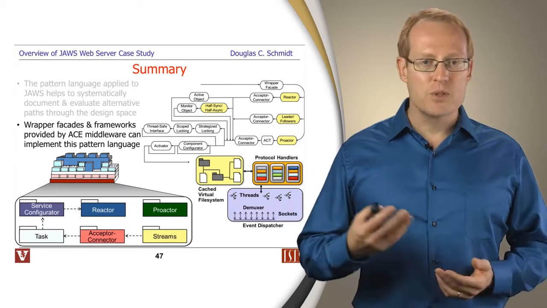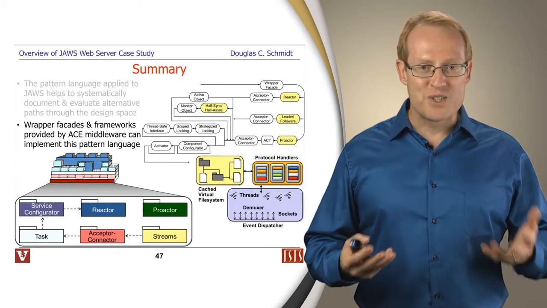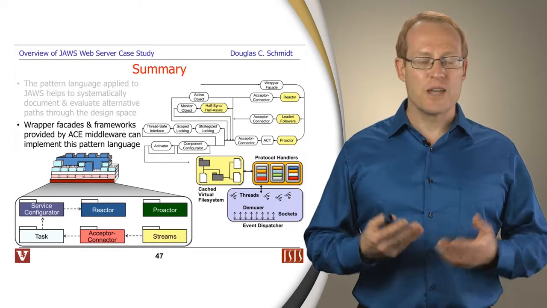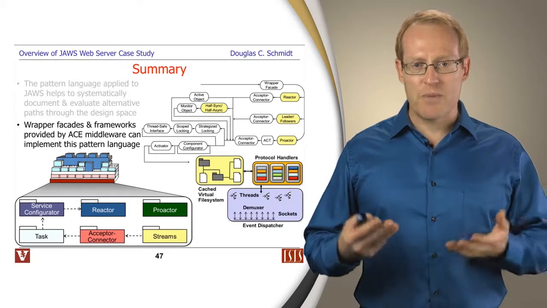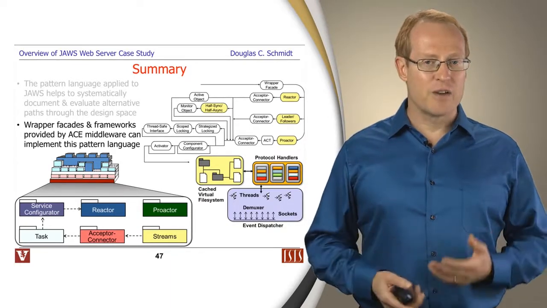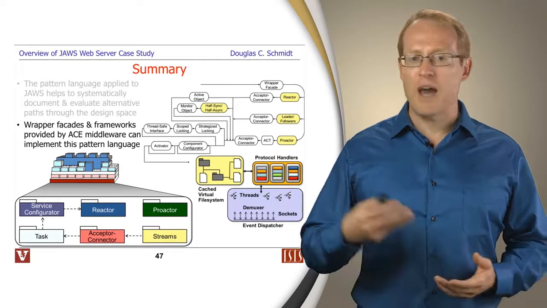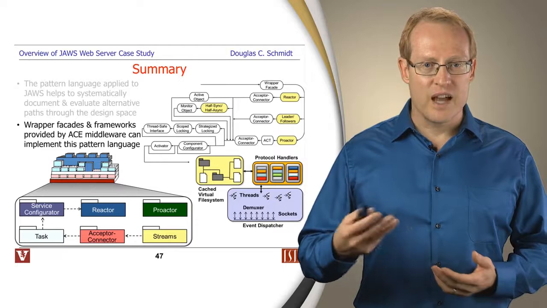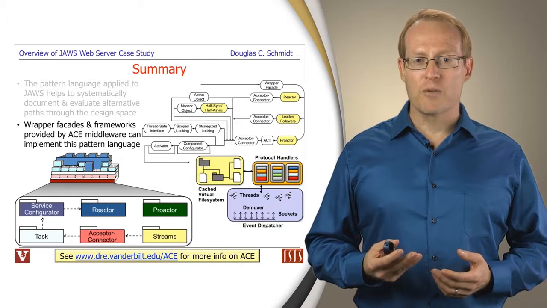And we're fortunate that most of the patterns that we're describing here have direct corollary framework realizations in the Adaptive Communication Environment, in ACE. And that'll make it very simple for us to take the patterns and implement them in a reusable way based on the open source capabilities and frameworks and wrapper facades and other components in ACE. And that'll allow us to build JAWS, which is our web server, out of reusable pieces that are open source, that are pattern oriented, and have direct realizations in frameworks that codify the design principles and pattern languages. Take a look at this URL to find out more information about ACE.